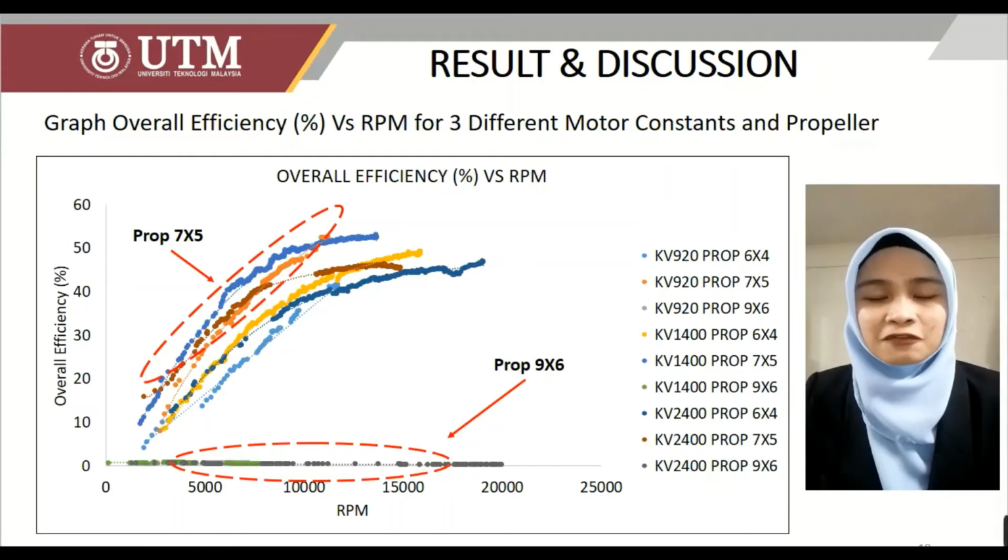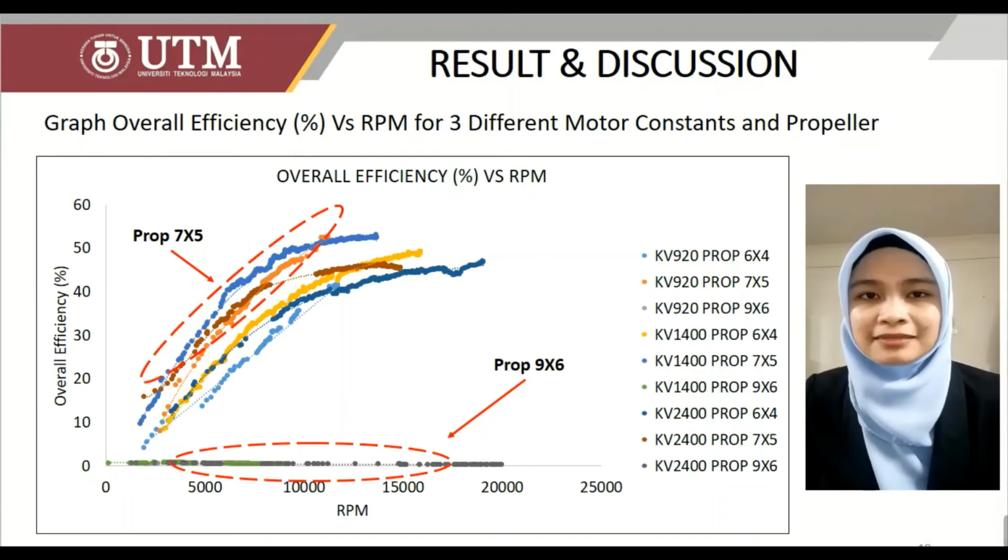But it's totally different for the graph of overall efficiency versus RPM for 3 different motor constants and propellers. The highest overall efficiency is achieved when the 3 different motor constants are combined with propeller 7 times 5, while the lowest overall efficiency is achieved when combined with propeller 9 times 6.